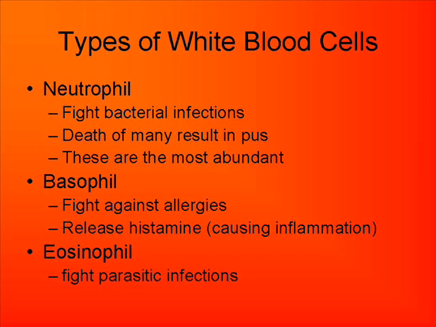Basophil is another type. This kind of fights allergies, and they release something called histamine, which causes inflammation in the area. So if you're familiar with commercials for antihistamines, right, they're trying to go against this histamine that the basophil is releasing and get rid of that inflammation so you can breathe better. And then the final one is eosinophil, and these fight parasitic infections, things like malaria, other parasites of that sort.